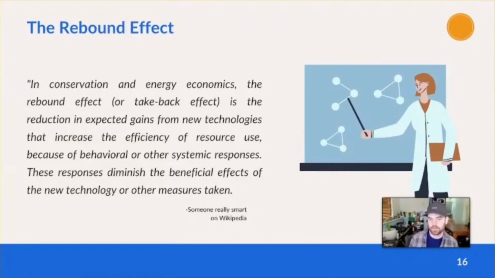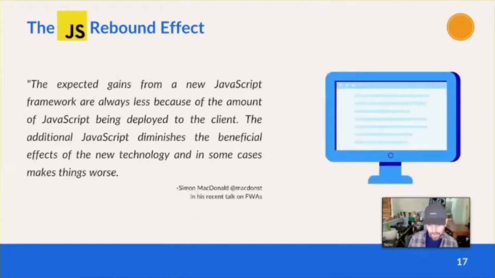Now, this isn't necessarily one-to-one with web applications. So my colleague at Begin.com, Simon, he came up with and coined the JavaScript rebound effect, where the expected gains from a new JavaScript framework are always less because of the amount of JavaScript being deployed to the client. The additional JavaScript diminishes the beneficial effects of the new technology, and in some cases can actually make things worse. So basically, as you're solving more and more problems with JavaScript, you ship more JavaScript and your gains are diminished from what they would be. Now, that's not to say they're completely negated. It just doesn't lead to that large impact you were hoping for.